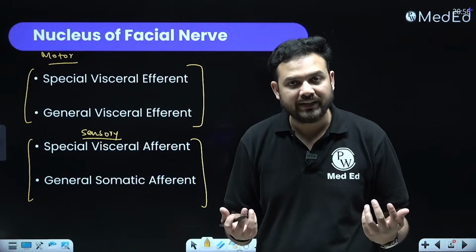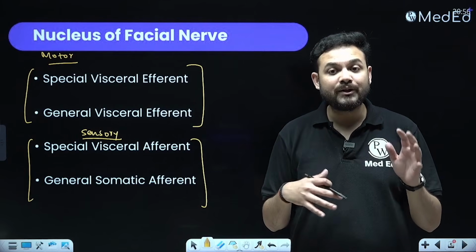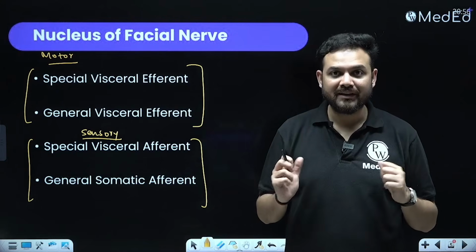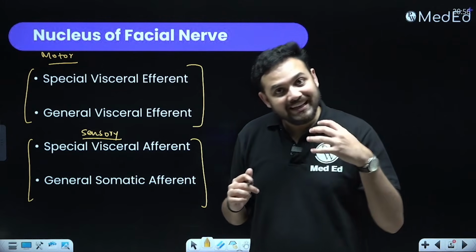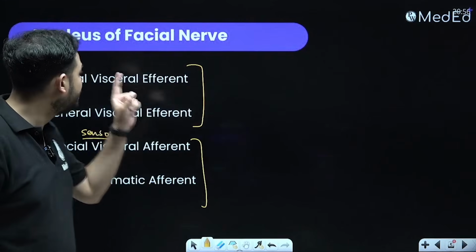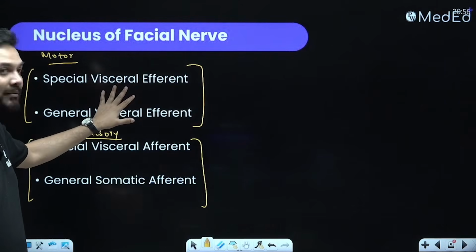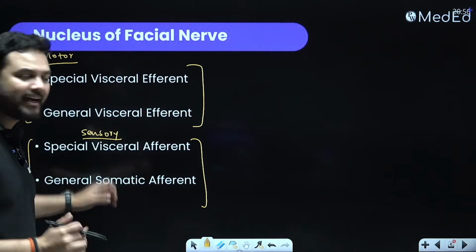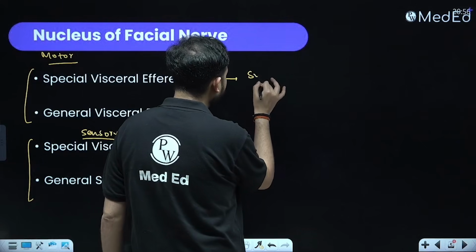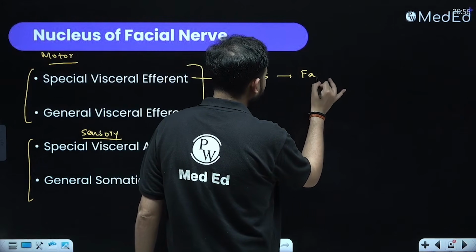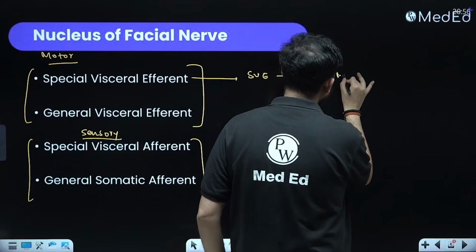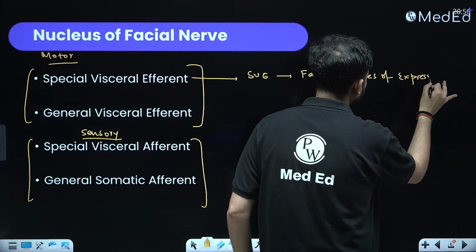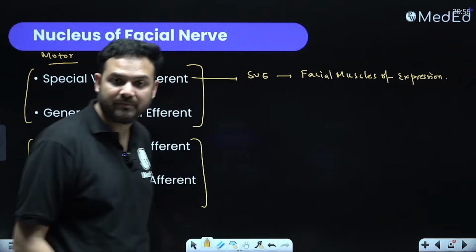Now the way to remember this: what is the best, very special thing that you do? What is special in you? The special thing in humans is making expressions, making facial expressions. So exactly, special visceral efferent. Visceral means organ, efferent means fiber that is going out, motor. Special, the special thing that it makes us do. What will that be? The special visceral efferent fibers supply the facial muscles of expression. Facial muscles of expression, that is what these SVE fibers are supplying.